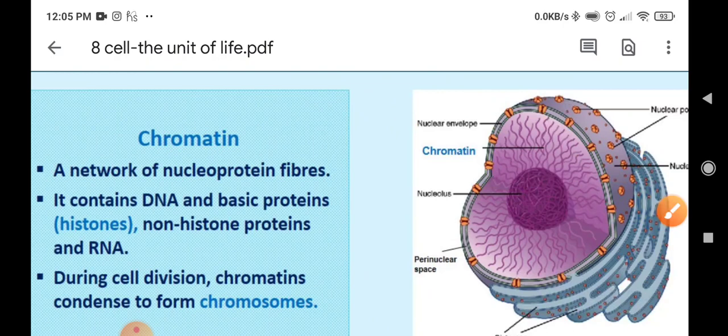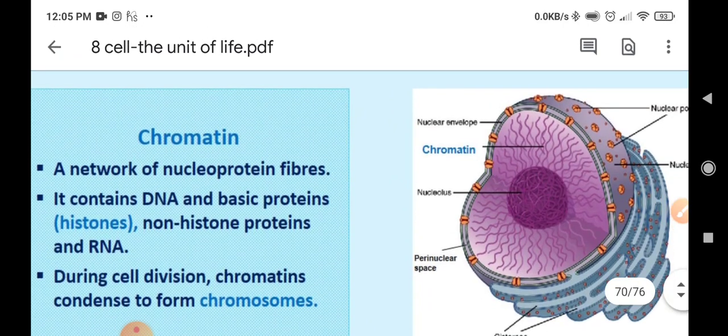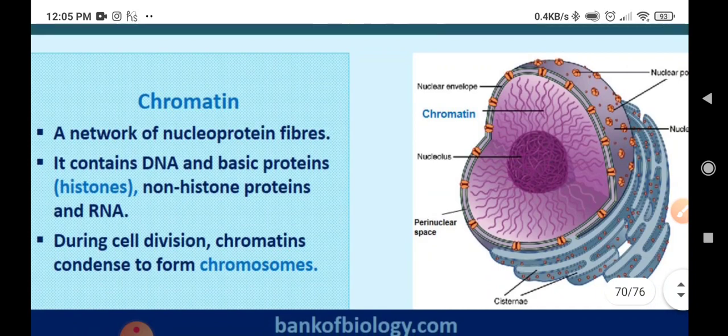So don't get confused about what is chromatin. You should know that before cell division they appear like threads, so that is chromatin, and after some time they condense after coiling during cell division, appear thick and become visible. Then they are known as chromosomes.